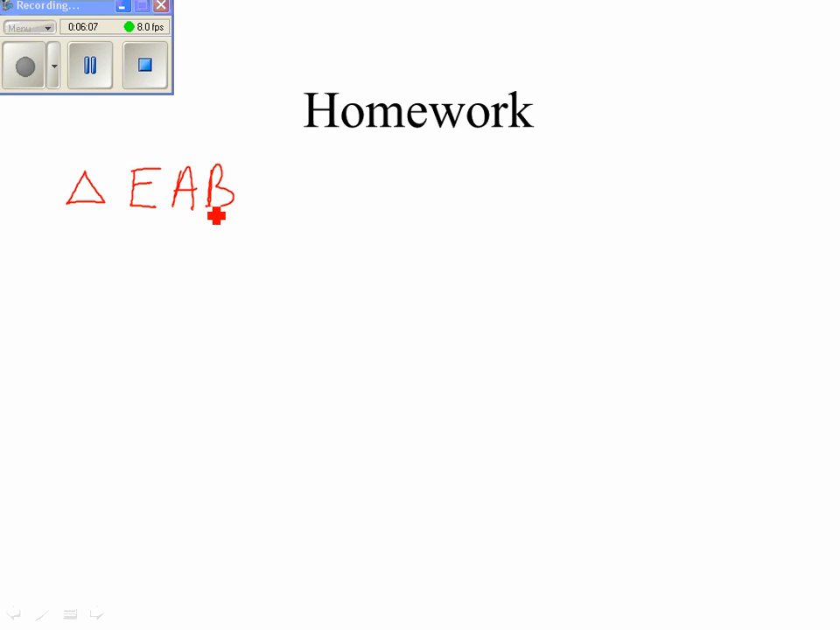Number 8, an isosceles triangle. Before I have Brittany tell me an isosceles triangle, somebody tell me what an isosceles triangle is. An isosceles triangle has at least 2 congruent sides. So, Brittany, find me a triangle in that picture that has at least 2 sides congruent.